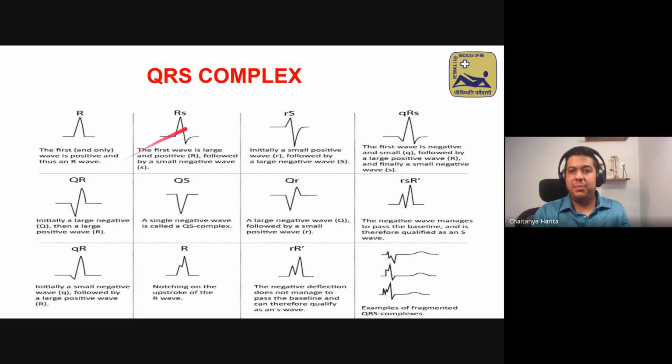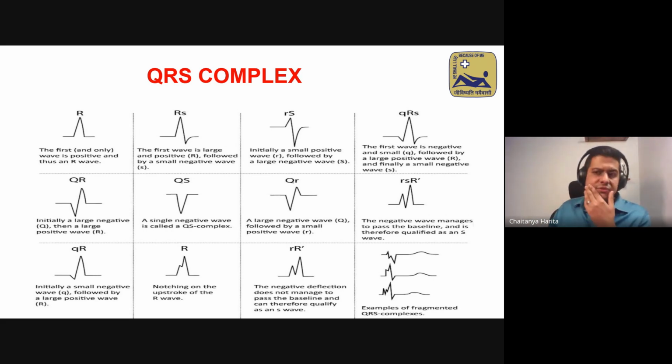Now coming to the most important complex, or the most complex, which is the QRS. This slide shows the 12 different types of QRS that we can see. And this looks awfully confusing. Let me break it down for you.